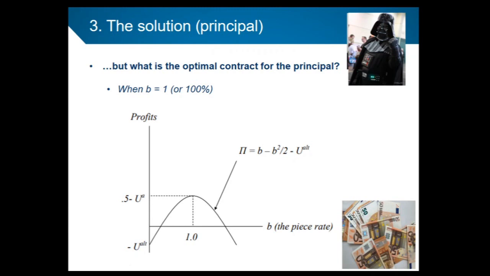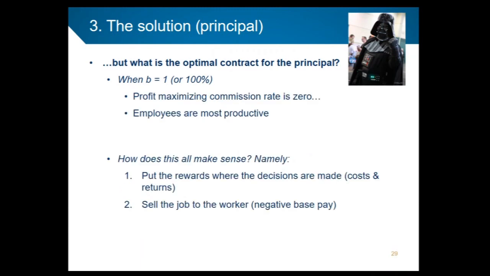Well, for employers or organizations, it might make sense to do the following. That is, put the rewards where the decisions are made. That is, make employees bear all the costs, but also all the fruits of their labor. Now, how does the organization then make money? Simple, by selling the job to the worker, or with negative base pay. And already I highlighted this a bit when I talked about the Deliveroo example first. So if you are puzzled, consider the following popular examples.